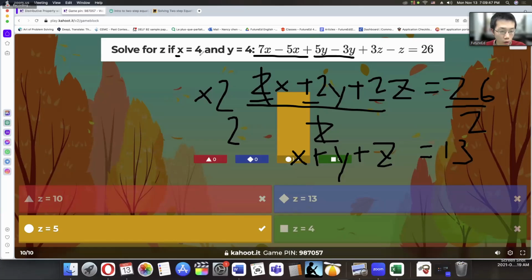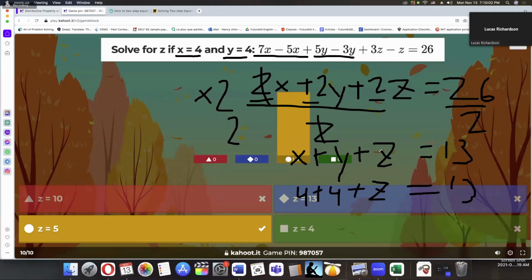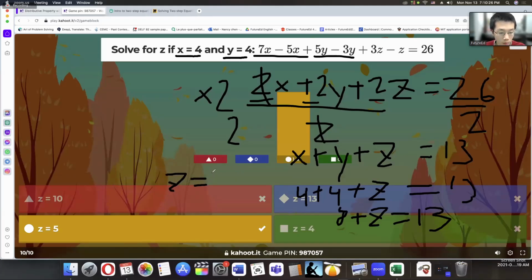Right. And if you look at the question, you have x equals 4 and y equals 4. So you can plug these in to get 4 plus 4 plus z equals 13. Okay? And what's z, Lucas? So 4 plus 4 is 8. So you get 8, and then if you add z, you'll get 13. Since I know that 8 plus 5 is 13, z is equal to 5. I wrote it down.